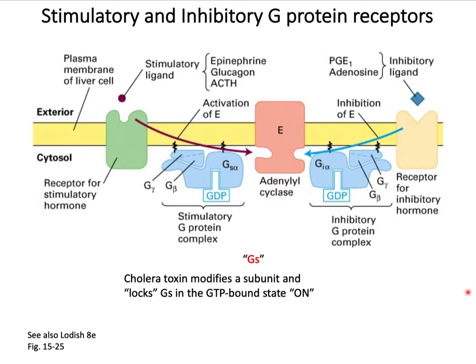So let me remind you that this is the slide from part 1 of the cell signaling talk, and you can see that the cholera toxin can covalently modify the alpha subunit of the stimulatory G protein, locking it in a GTP bound state, and it is perpetually on. It cannot be inactivated or deactivated.